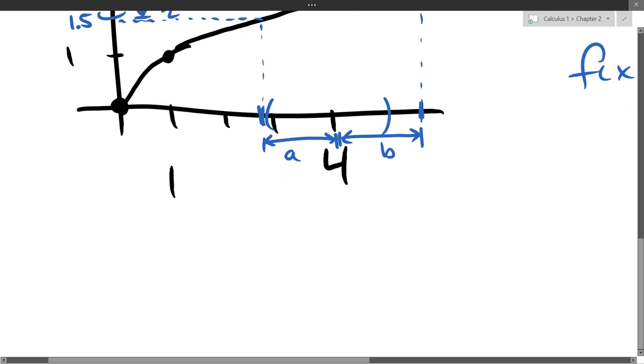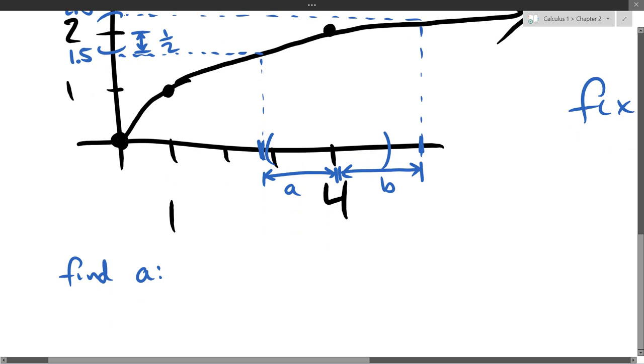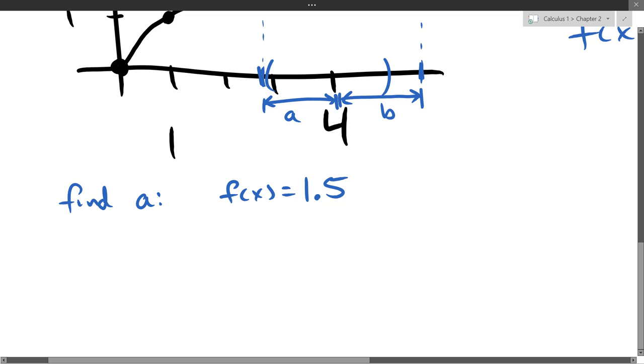All right, so we're going to look for A. So I want to find A. So we got 1.5. So what do I do? Basically f of x is 1.5. So that's our y value. So f of x is 1.5. What is f of x? Square root of x. How do I solve for x? Square both sides. 2.25, is that right?